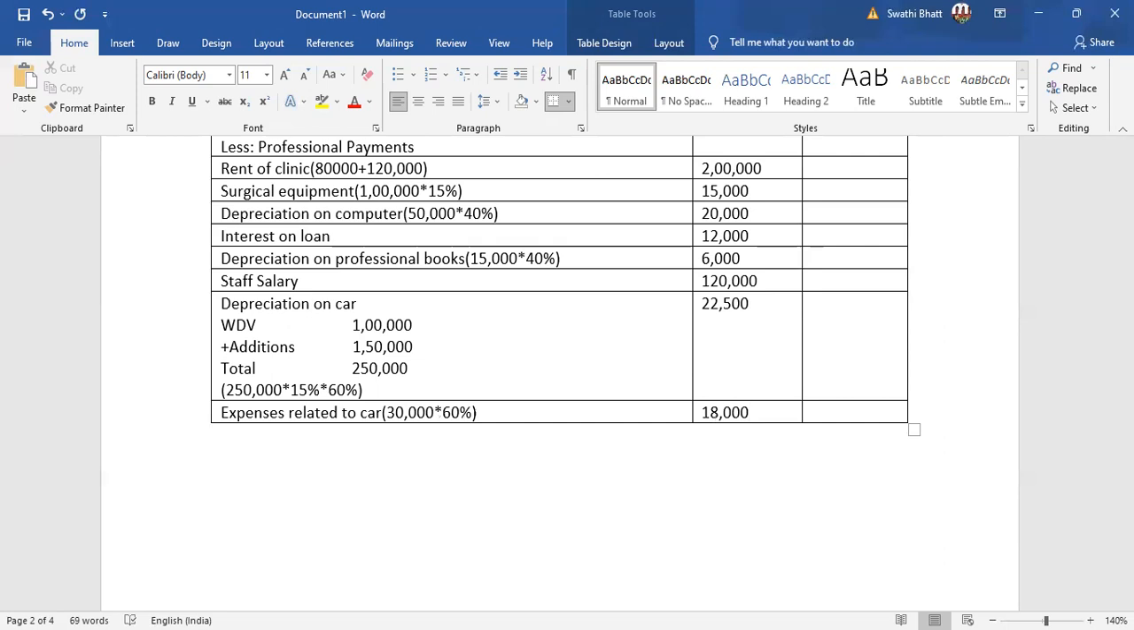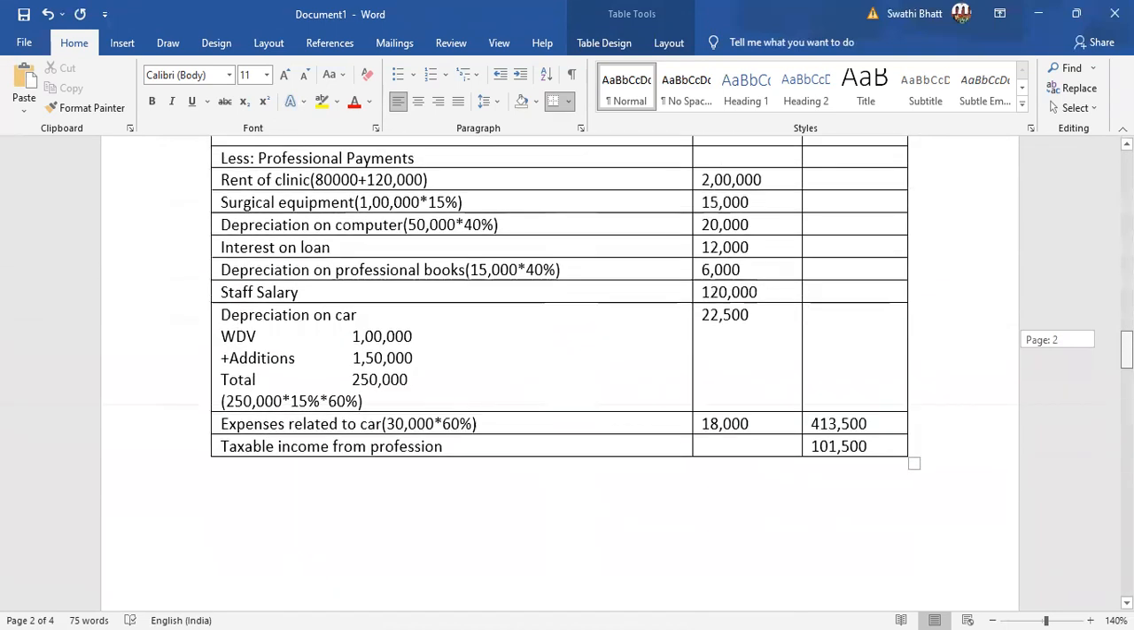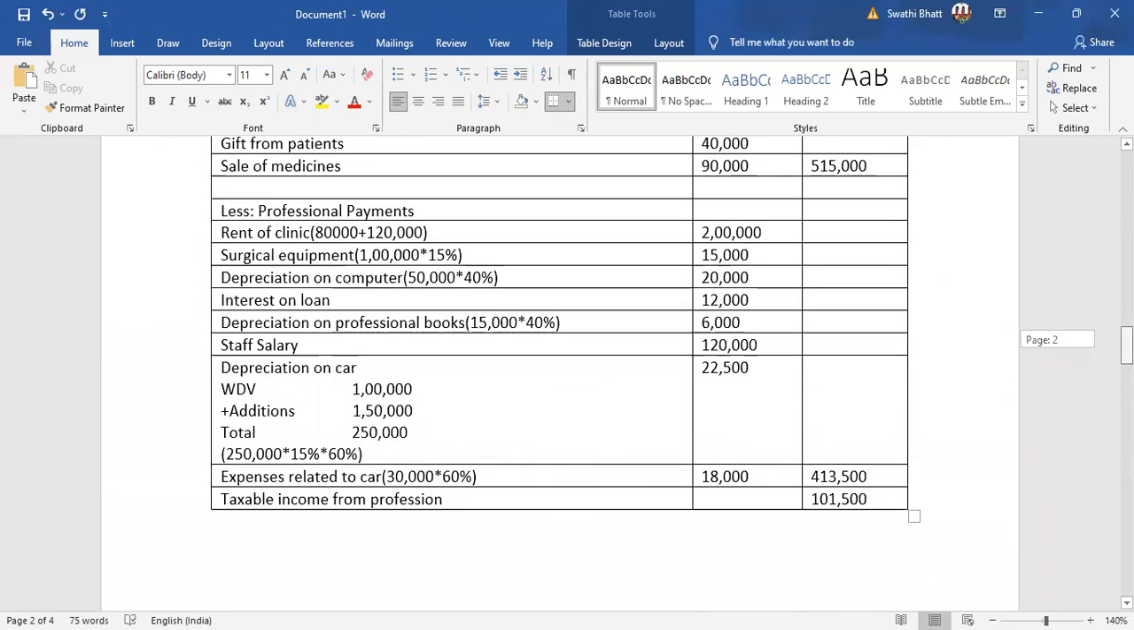So all of our receipts and the payments are over now. The total of all the payments or expense will sum up to 4,13,500. So from your receipt, you minus your expense, what you get is taxable income from profession, which will be 1,01,500.